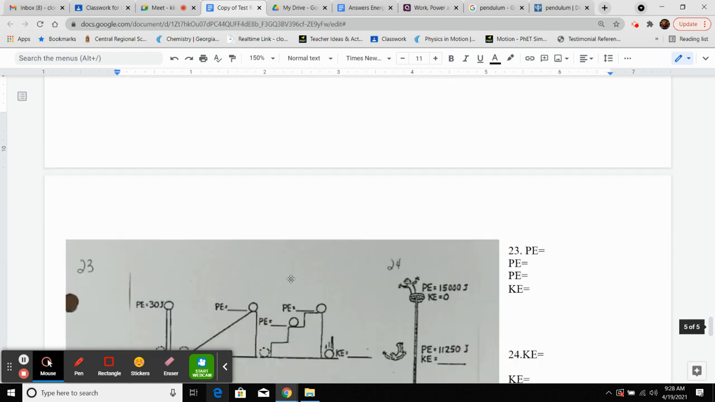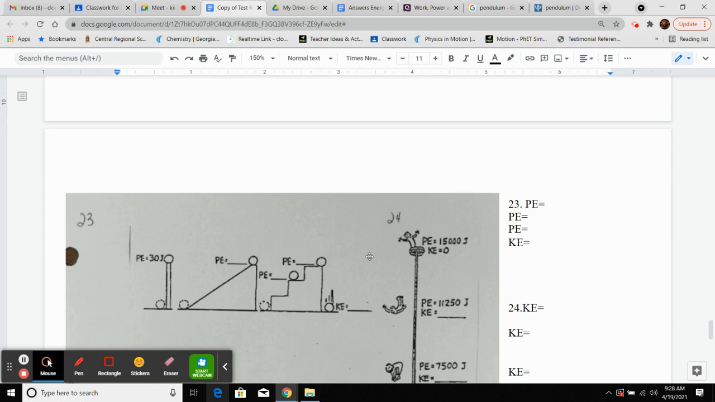Okay, that's fine. Now we're going to look at these ones here. These are conservation of energy problems. Conservation of energy means essentially that energy is not going to be created nor destroyed. It's going to be transferred from one form to another.